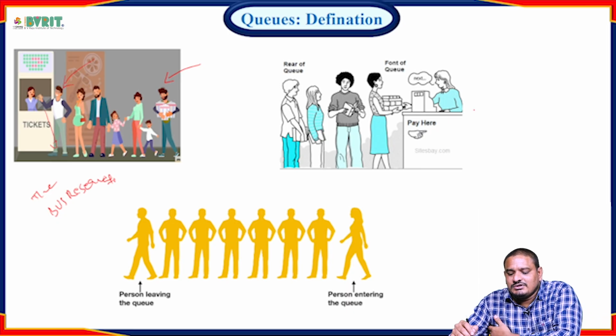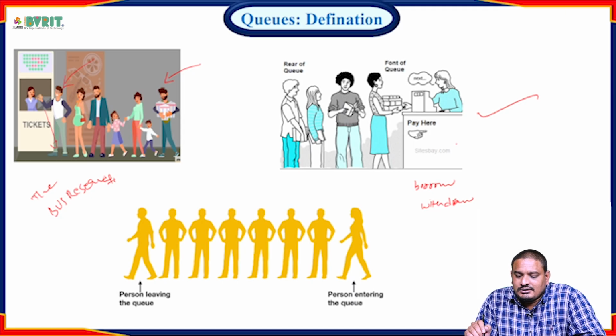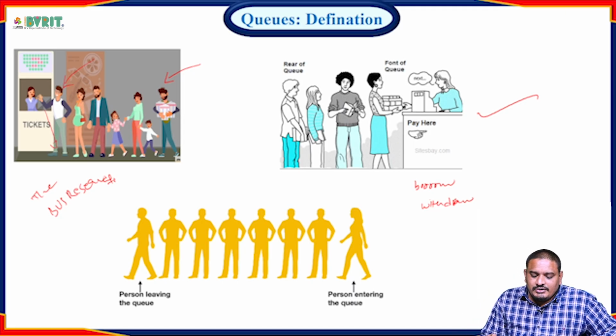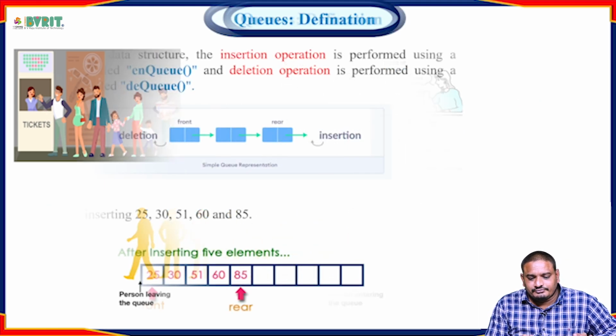Another example is the library management system. In that library, the person standing in that line either borrows the books or withdraws the books from the library. This is another example: the person walks in line order. The person enters into the line, and the person is removed from the line. These are the general examples of queues.